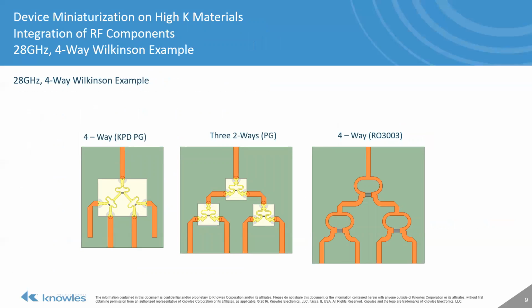So in the next couple of slides, it'll be shown how integration of a single section Wilkinson power divider centered at 28 gigahertz can vary in performance in 3 different configurations: a single substrate 4-way on Knowles' PG material, which has a K of roughly 12.5, 3 2-ways on that PG material integrated on a PCB, and a 4-way on a PCB where we use Rogers 3003.